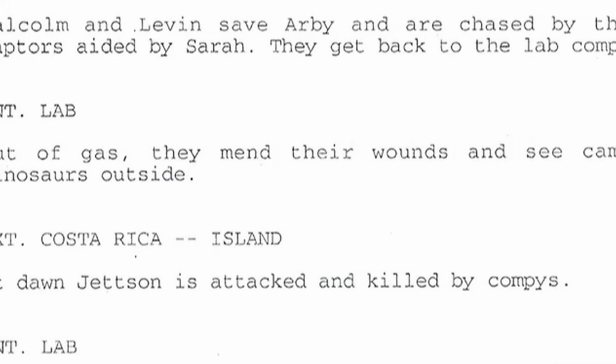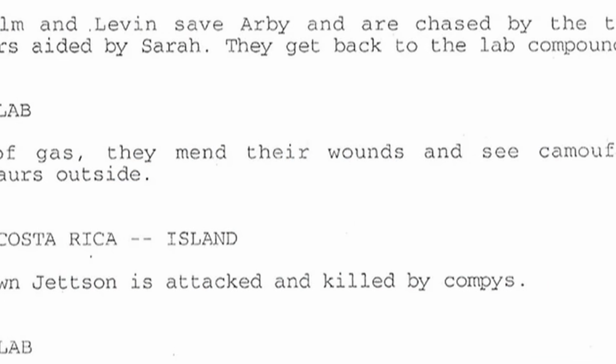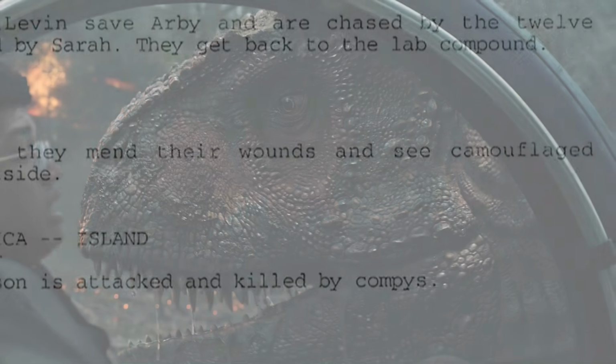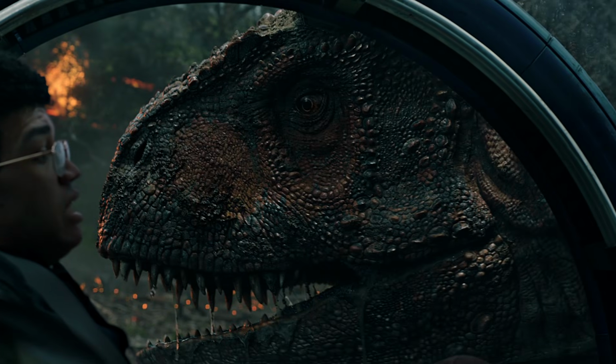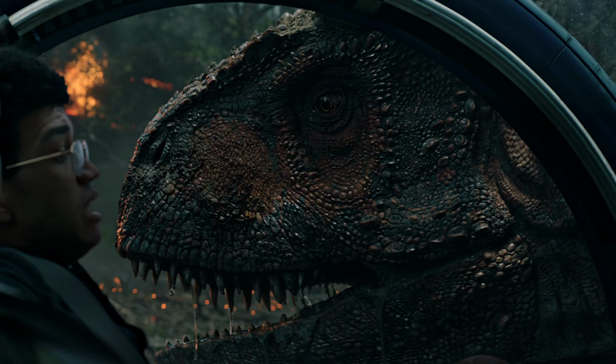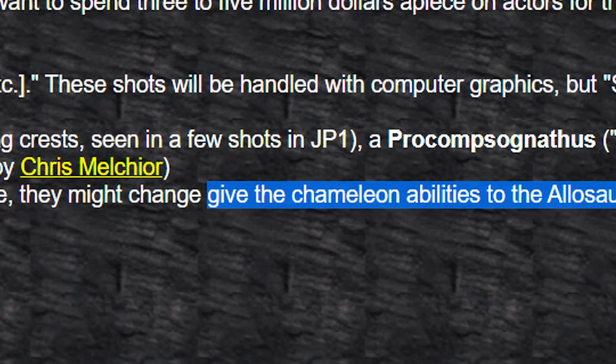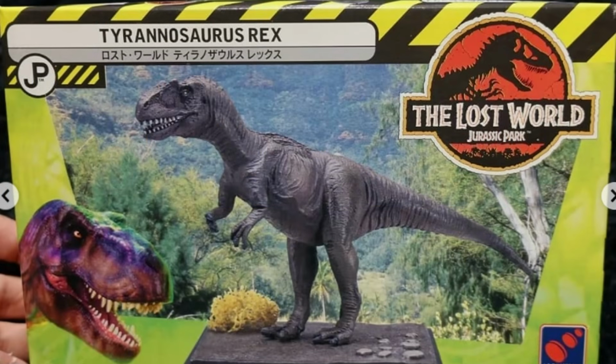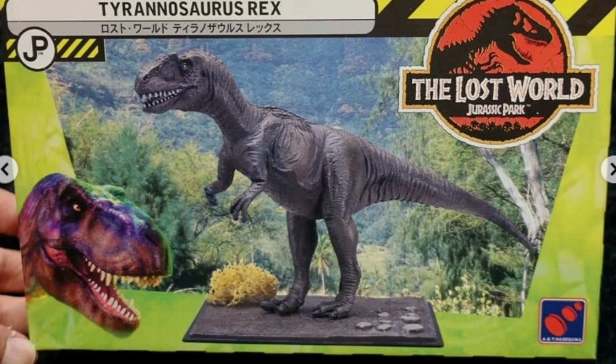Now, interestingly, in the script outline, it's never explicitly made clear what kind of dinosaur this is, but rumor has it at the time that the Carnotaurus, which had the camouflage ability in Michael Crichton's book, would actually have gotten swapped out for an Allosaurus in the movie, which I do find to be a pretty cool idea that I honestly wish they went with.